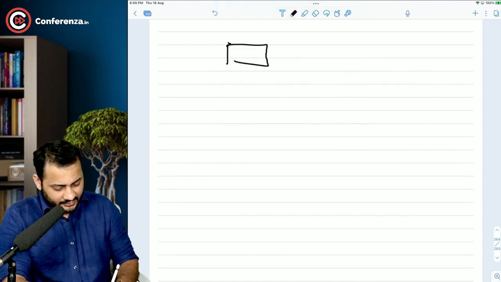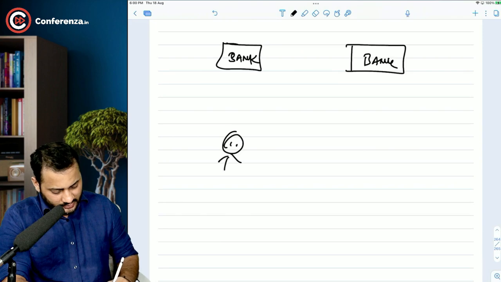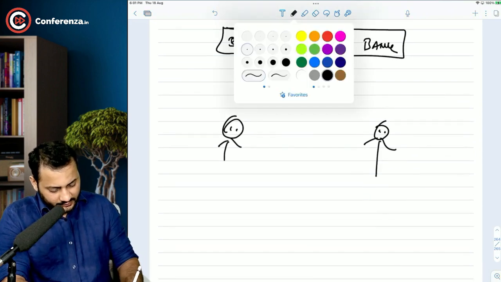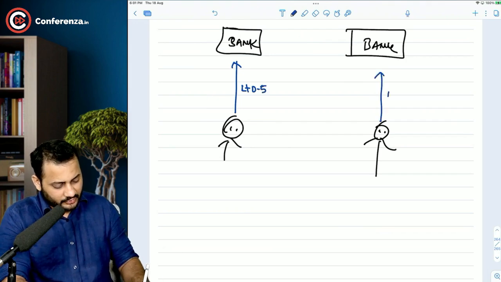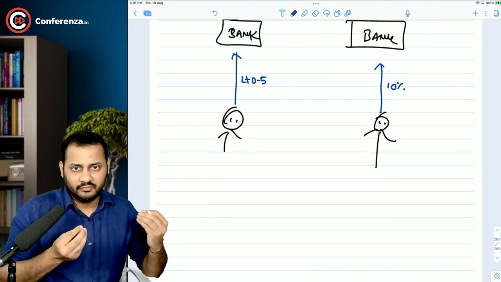Okay. In terms of diagram, we can draw it once. Let's say this is a bank, and this is a bank, and this is one party. This is borrower two. And we have taken a loan from the bank and we are paying LIBOR plus 0.50. This guy has also taken a loan from the bank and he is paying 10%. They have taken their respective loan.